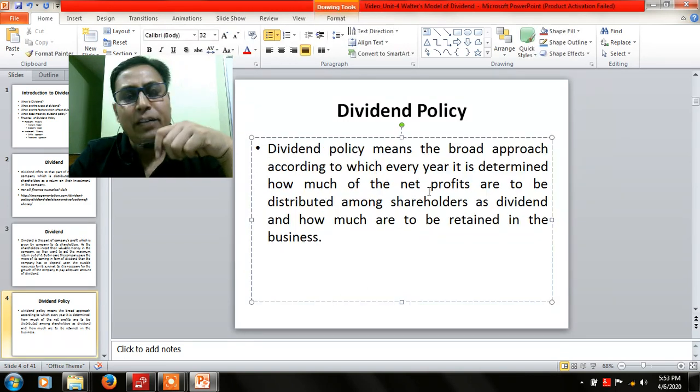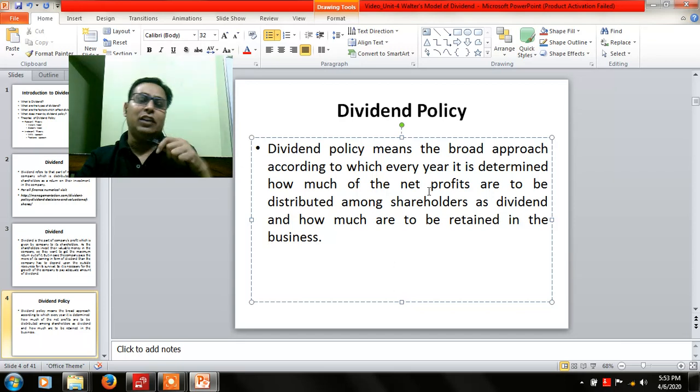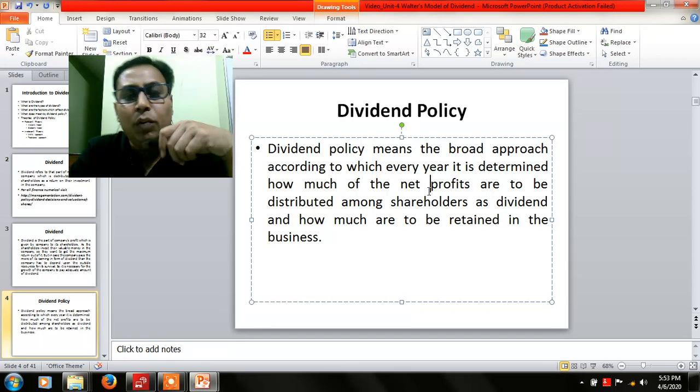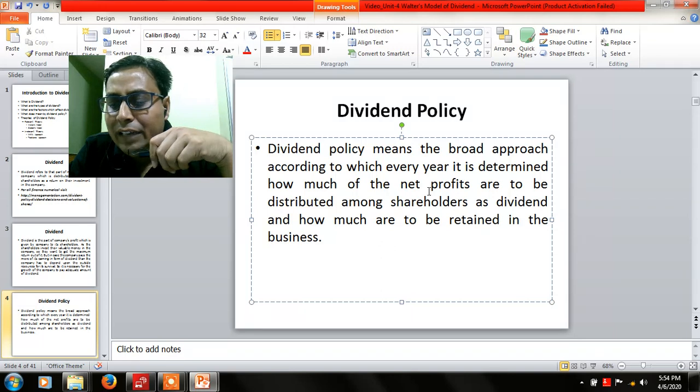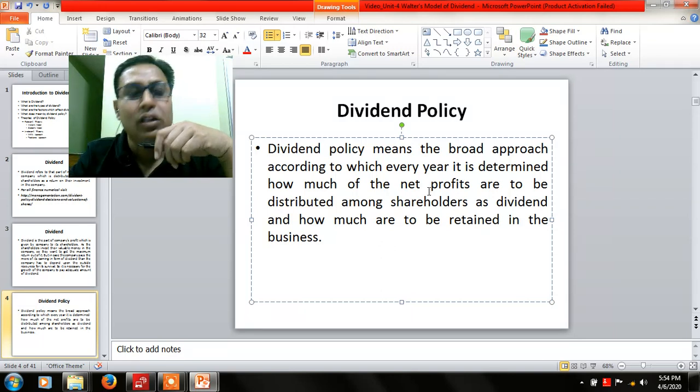Dividend policy means a broad approach according to which every year it is determined how much of the net profits are to be distributed among the shareholders, equity or preference, as dividend, and how much is to be retained in the business for its future growth. Basically, dividend policy will let you know how much the earning of the company is and how this earning is to be distributed between the dividend and the retained earning.